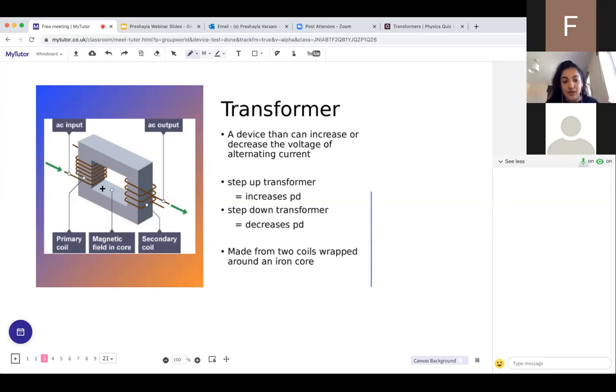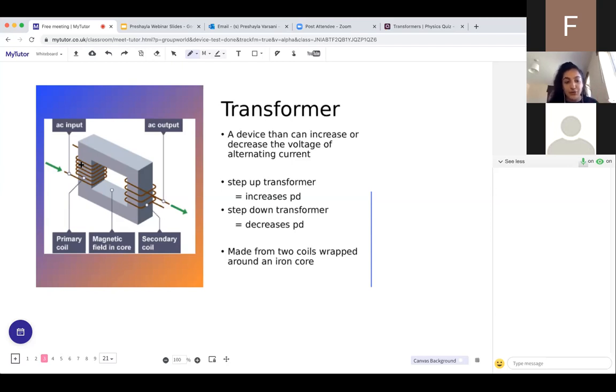If there are more coils on the left going to less coils on the right, it's a step-down transformer, and vice versa. If there's more coils on the right and less coils on the left, it's a step-up transformer. So what do these two words mean, step up and step down? Step up transformer means to step up the voltage, so increase the voltage, increase the potential difference. Step down transformer means to decrease the potential difference. Okay, so we're decreasing the voltage. So you have two types, step up and step down.